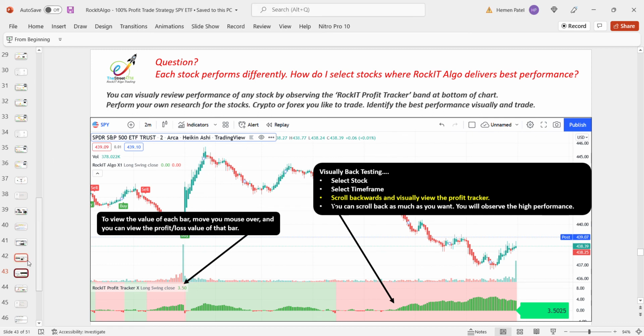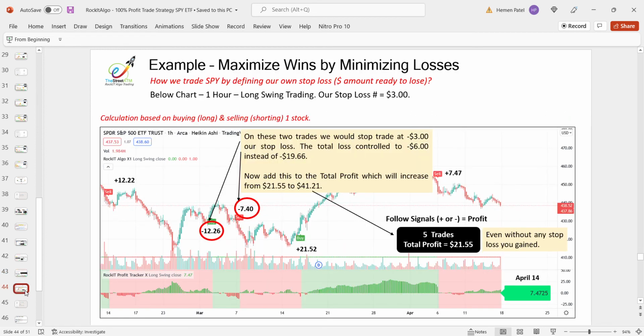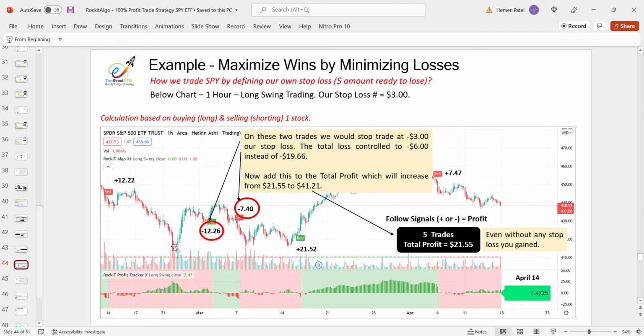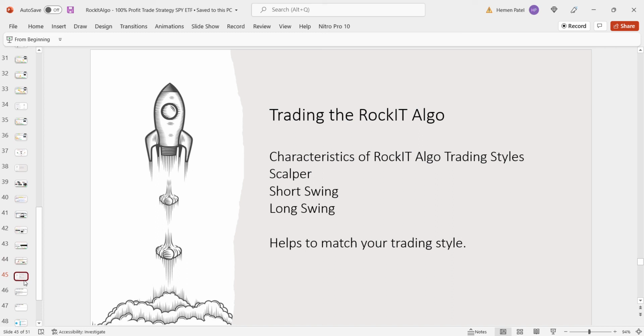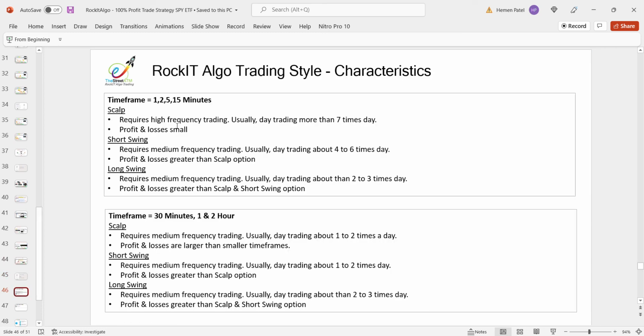Okay. So coming back here, as I had mentioned, maximize wins by minimizing loss, one of the strategies, but we just laid it out here for you. And these are some questions. What are the characteristics of the different time frames and trading options? So we've highlighted it here for you just for a quick read.